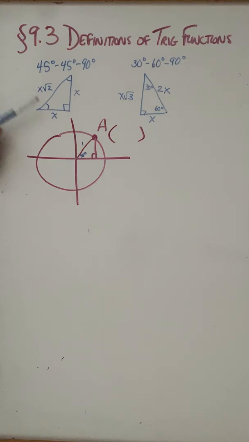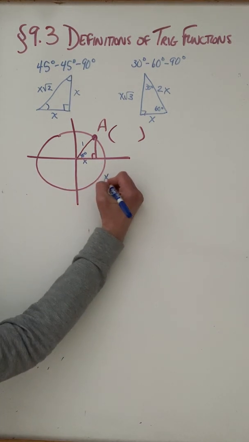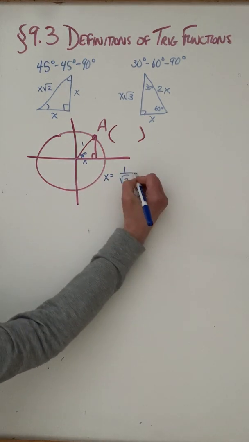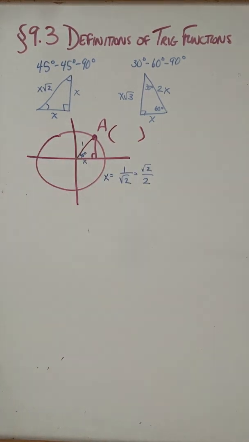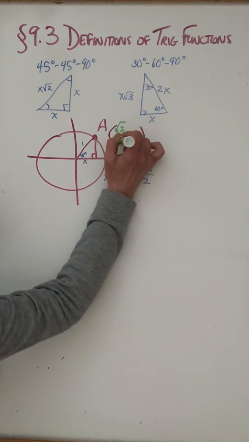If we know the hypotenuse, how do we find the leg? What did we do to the hypotenuse to get this leg? Well, if we know the leg, to get the hypotenuse, we multiply by root 2. So if we're going in the opposite direction, then we want to divide the hypotenuse by root 2. That would mean that this side x would have to be 1 over root 2, which if we rationalize, becomes root 2 over 2.